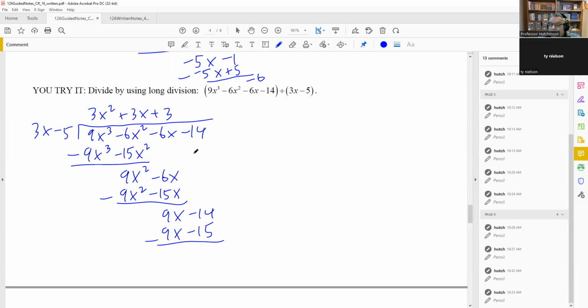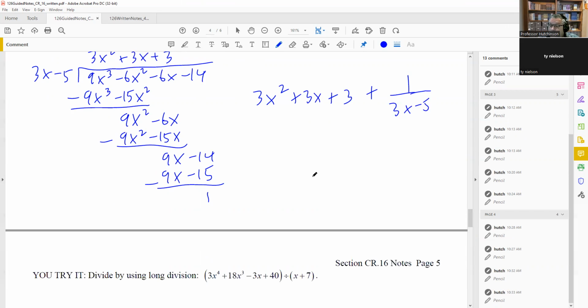Okay, so now we're subtracting all this here. So you have negative 14 minus negative 15, so we just get a remainder of 1. So this would be 3x squared plus 3x plus 3 plus 1 over 3x minus 5. And that would be your answer with the long division.